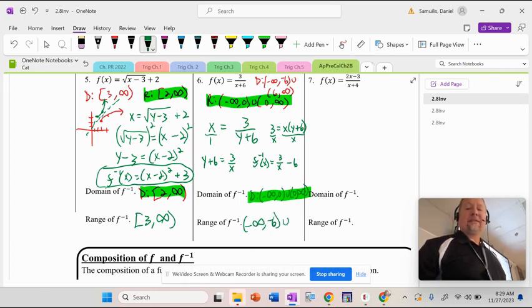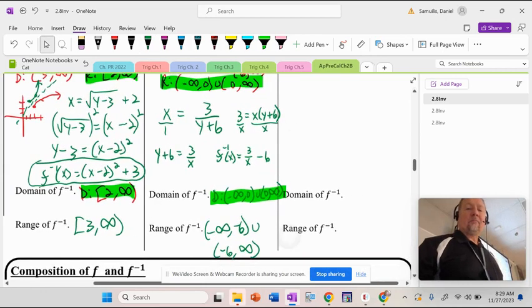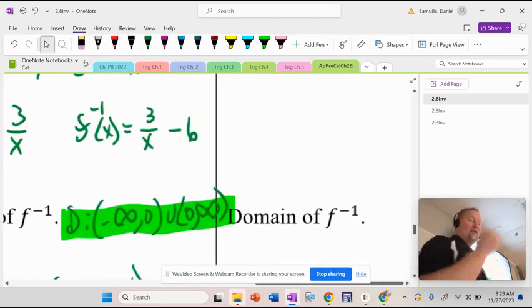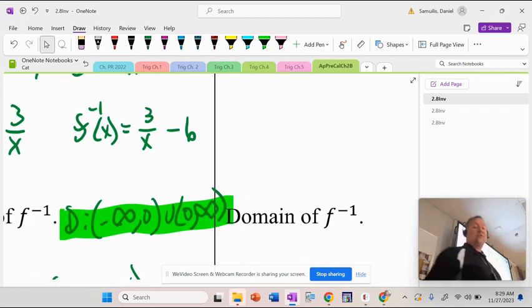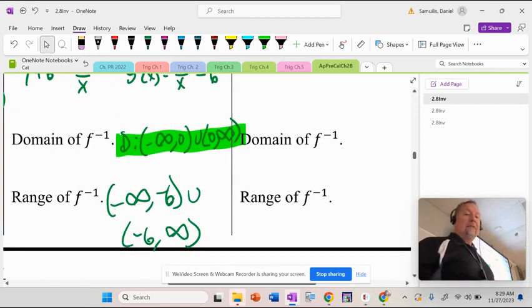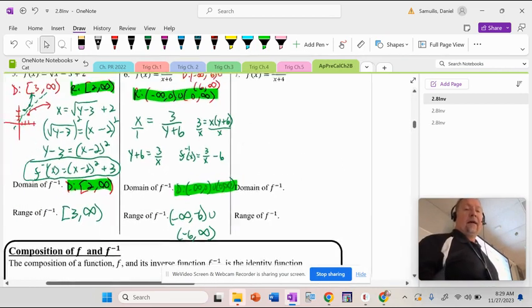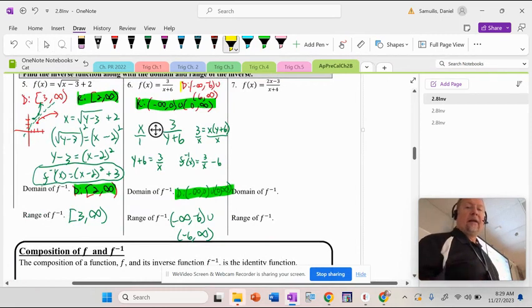shifted version of a rational function. So this is where the horizontal asymptote is. It's at y equals -6. That's why the range cannot be -6. All right. And then I'm going to highlight that one more time. Highlight domain of this is the range of that. Okay, I think you're good.